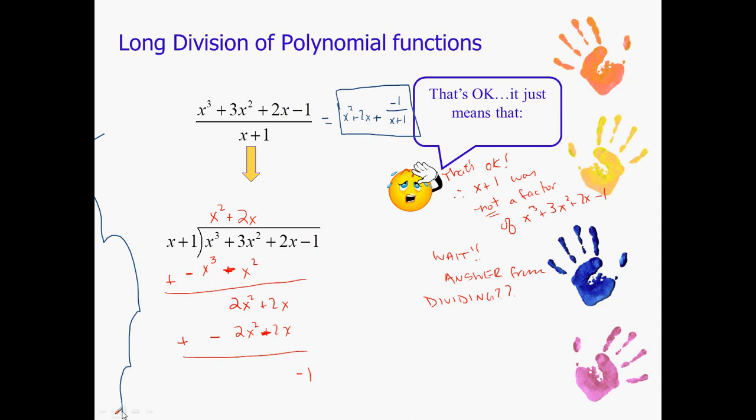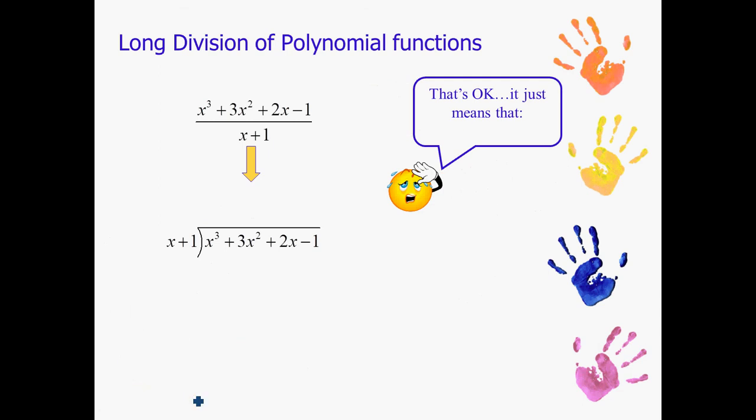Now, one last thing before we go. Let me rewrite my answer. If my answer to division was x squared plus 2x and negative 1 over x plus 1, how can I check my work? What is the inverse operation to division? Multiply. So, is it true that x plus 1 times x squared plus 2x, and yes, of course, some people will ask me, can I write that as minus 1 over x plus 1? Absolutely.